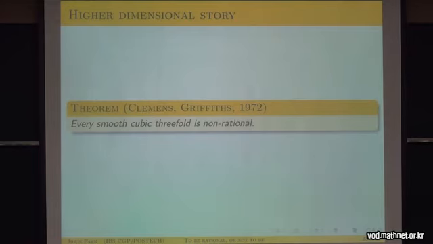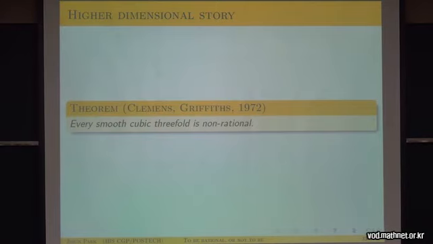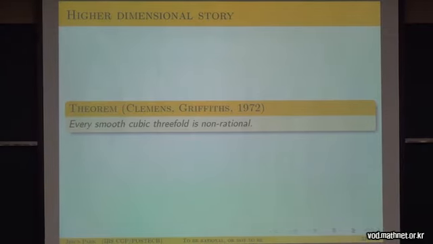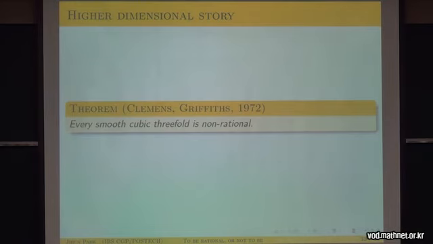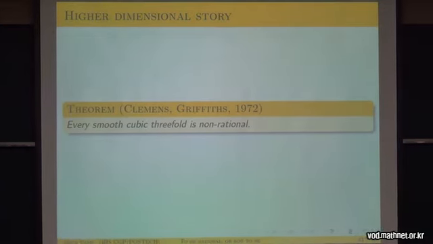But for the smooth cubic threefold, I mean the smooth hypersurface in P4 defined by a cubic polynomial, it is known to be non-rational. Every smooth cubic threefold is non-rational, which was proven in '72. It was a famous theorem by Clemens and Griffiths. The method is very complicated, and they use the intermediate Jacobian. But it's a very beautiful proof.